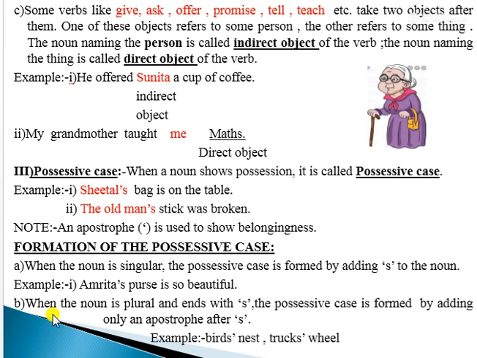Number B. When the noun is plural and ends with s, the possessive case is formed by adding only an apostrophe after s. Example: birds' nest, trucks' wheel. Here we see the nouns birds and trucks. They are already in plural form. So the apostrophe comes after s.